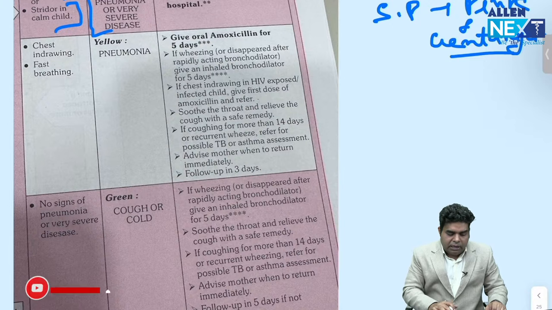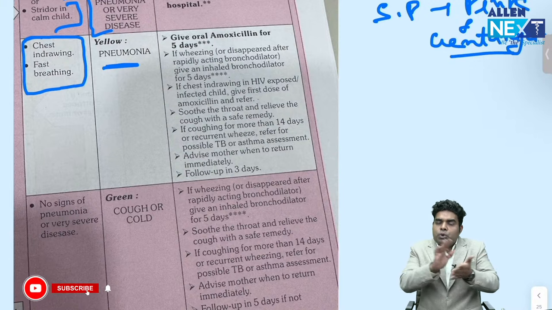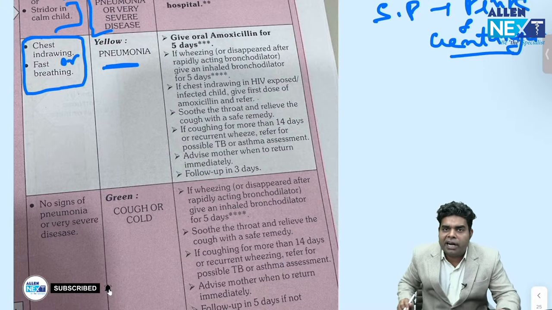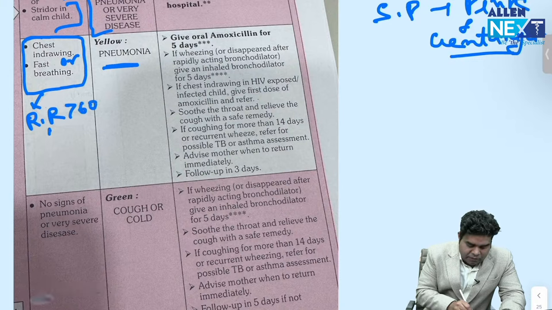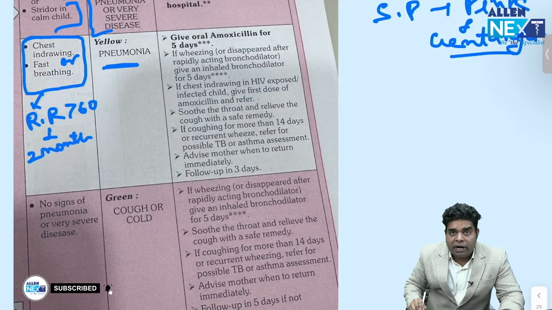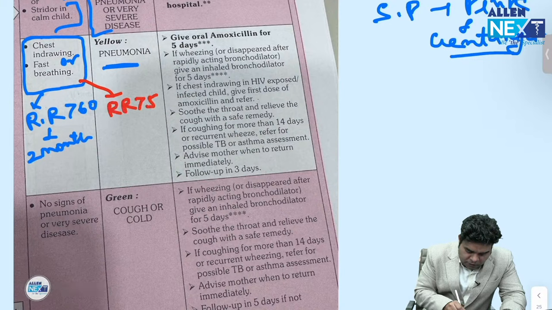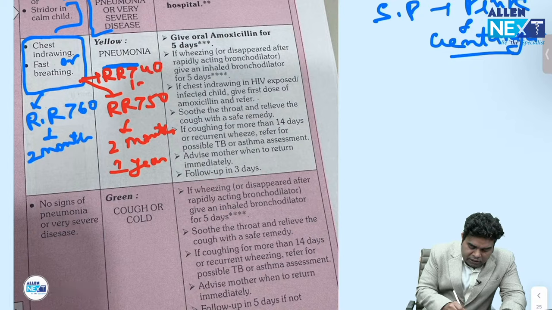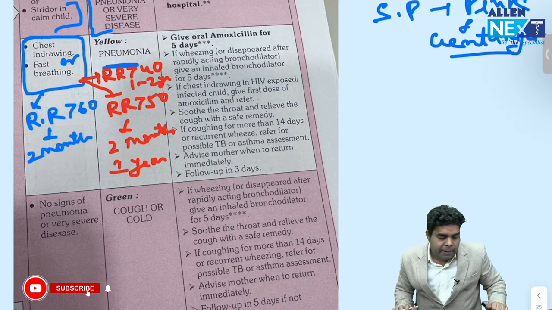But if it is pneumonia, there will be chest indrawing and fast breathing. It can be both together or any one of them. Chest indrawing and fast breathing is pneumonia. Now, what is fast breathing? Very important area to focus. If the respiratory rate is more than 60 for up to 2 months, we call it fast breathing. If more than 50 for 2 months to 1 year, we call it fast breathing. And if more than 40 for 1 to 2 years, then we call it fast breathing. So 60, 50, 40, for up to 2 months, 2 months to 1 year, 1 to 2 years. So do remember fast breathing.